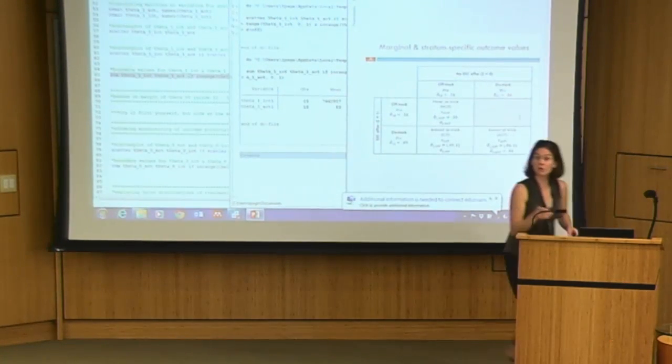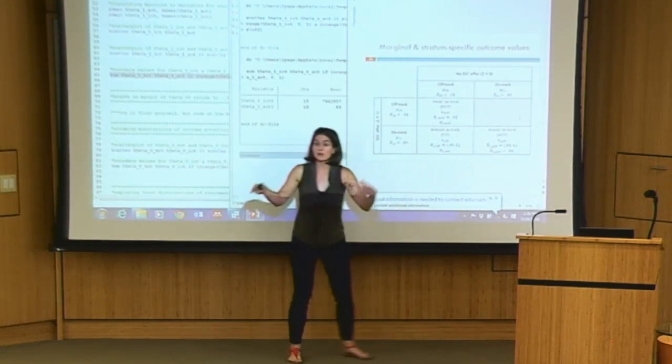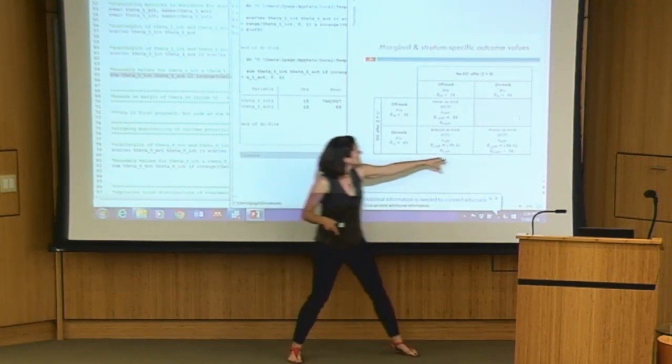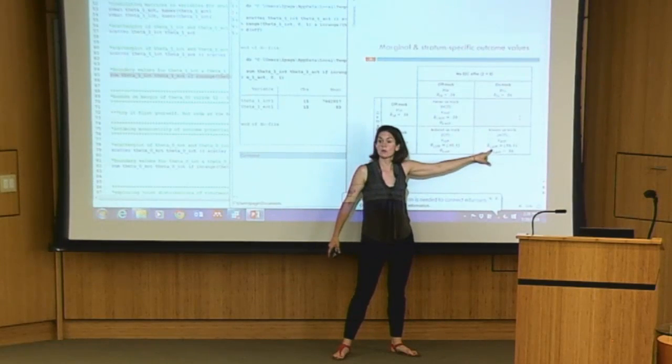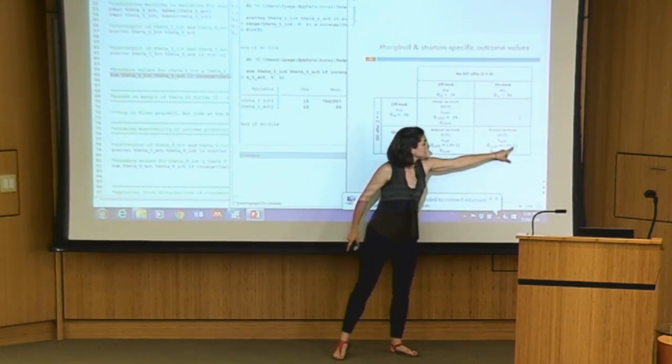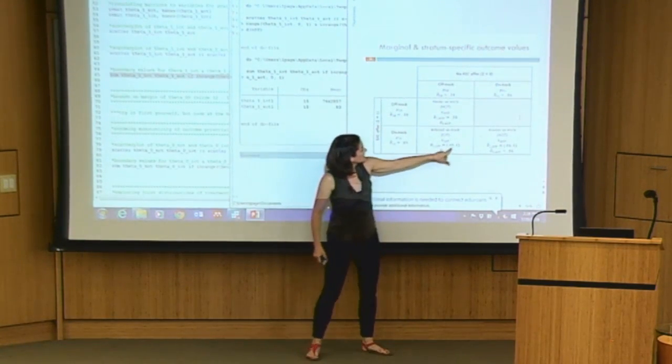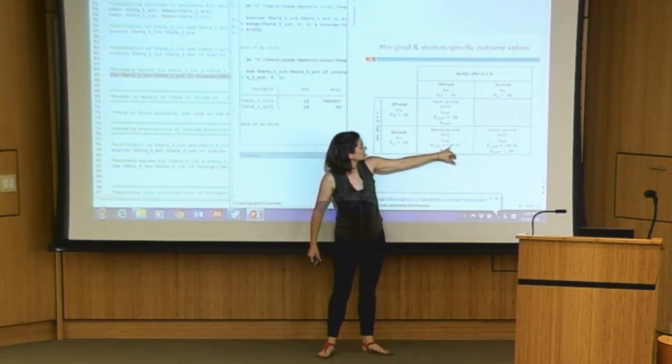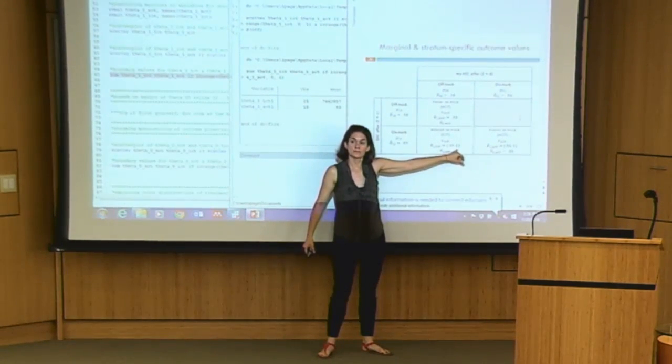Okay. So what have we learned? So far we've estimated bounds for theta 1 AOT, here 86% to 100%, and for theta 1 IOT, 0.49 to 1. Okay. Yeah?